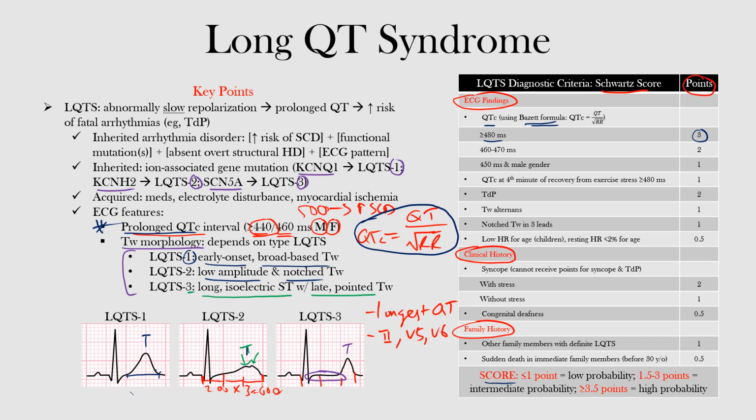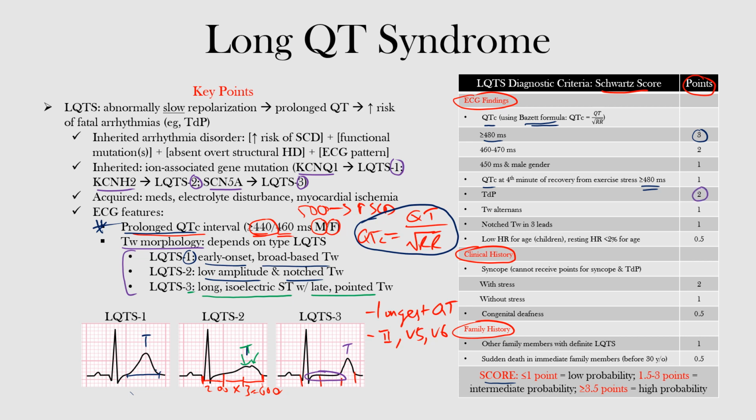If you have the QTc interval at the 4th minute of recovery from exercise stress that's greater than or equal to 480 milliseconds, you get 1 point. So in other words, you give an exercise stress test to the patient, you have them slow down, recover, and if you look at the QTc interval at the 4th minute and it's 480 milliseconds or more, they would get that 1 point. If torsades de pointes develops at any point in this patient, they get 2 points for that. So that's pretty significant.